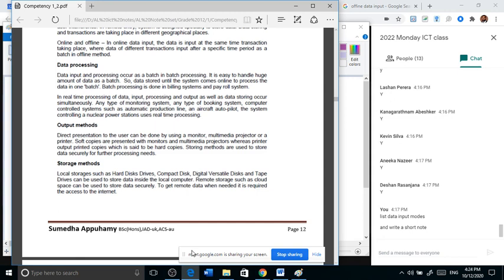Okay, so real time means at the same time it will perform all the input, process, output, the data storing, and again whatever data is stored will be input to another system. So something like this. Okay.